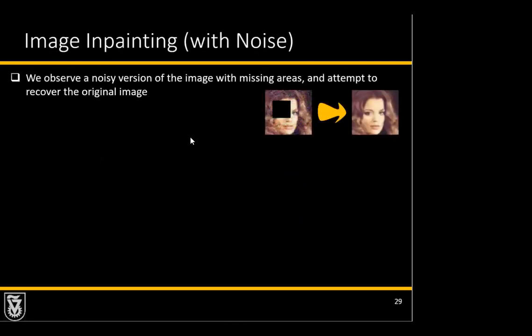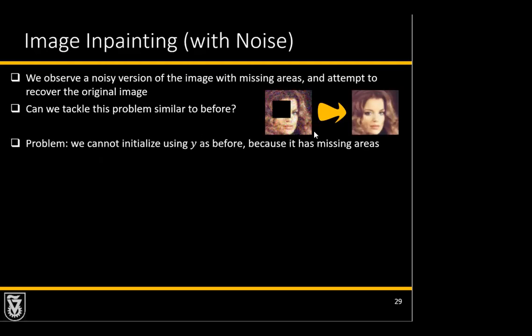Okay, so that was our discussion regarding denoising. And we wanted to expand this beyond that. We saw that we achieved high perceptual quality results in the denoising problem. We wanted to apply that to a different problem. So we looked at the problem of image inpainting, which is when we observe an image that also has some noise, but also has some missing areas, and we want to recover the original image. Now, this is a more difficult problem than denoising, but we wanted to tackle it similarly. We wanted to use Langevin Dynamics in order to solve the noisy image inpainting problem.